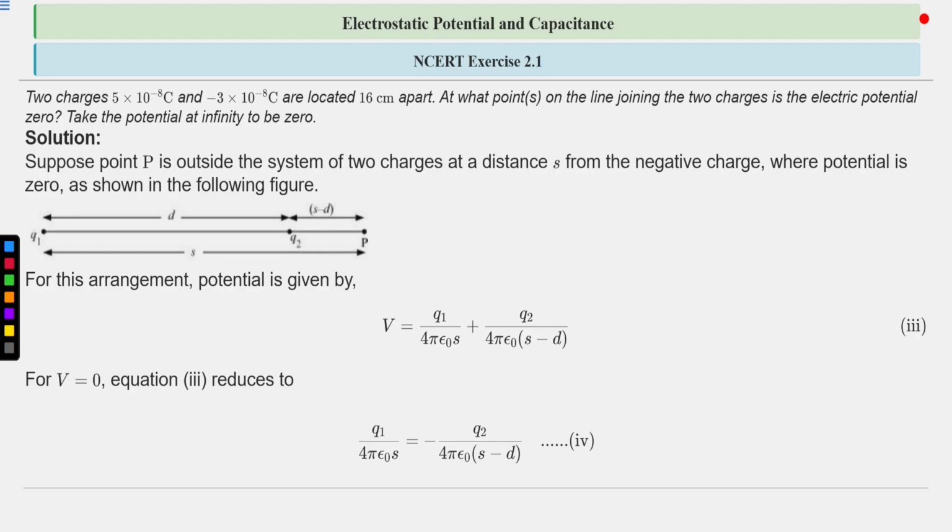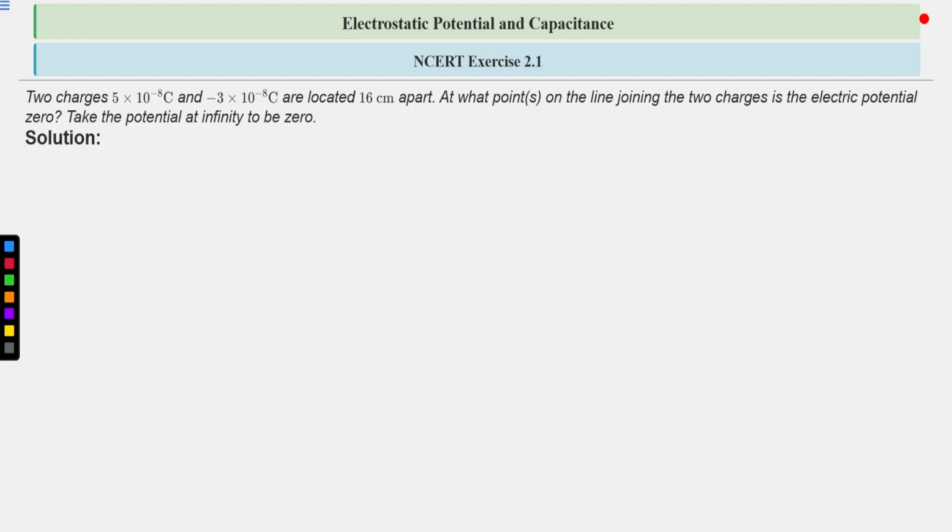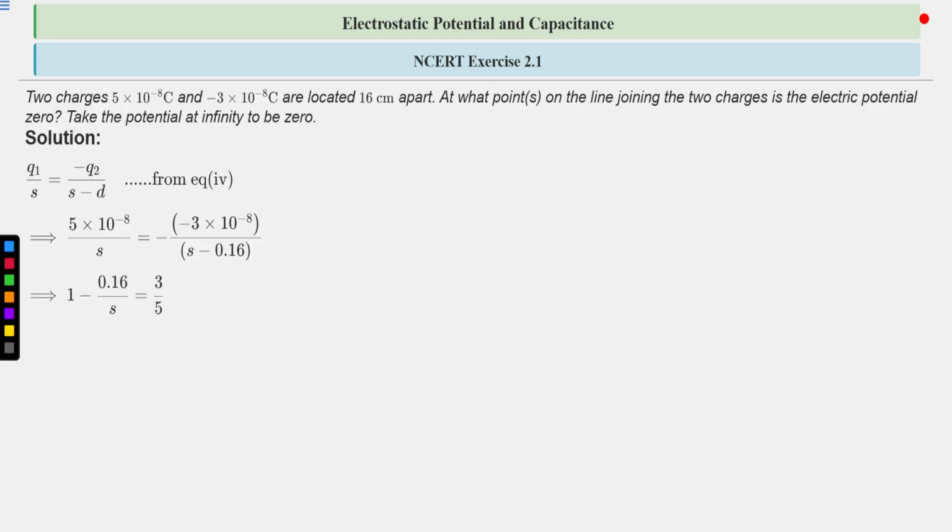Now after that you will put the values of Q1, Q2 and D. From equation 4, Q1 by S equal to minus Q2 by (S minus D). Now put the values of Q1, Q2 and D. After putting the values, now solve this. So 1 minus 0.16 upon S equal to 3 by 5. 0.16 upon S equal to 2 by 5. And from here S equal to 0.4 meter equal to 40 centimeter. So S is equal to 40 centimeter.